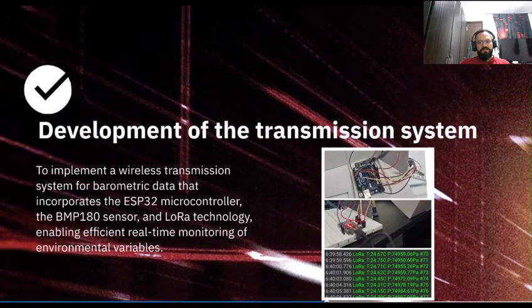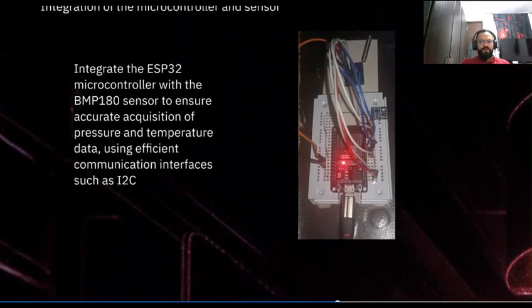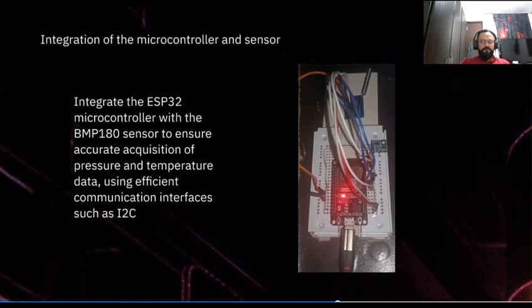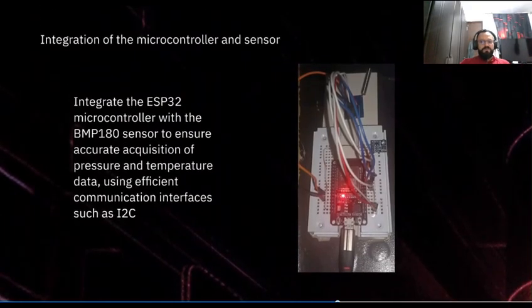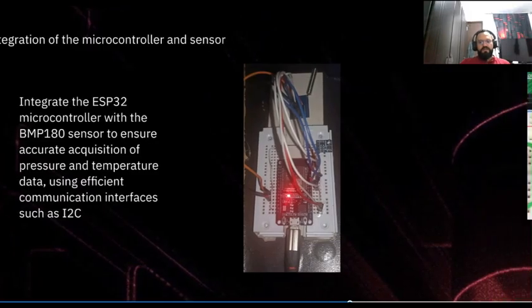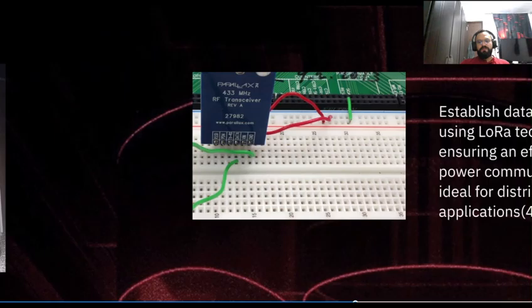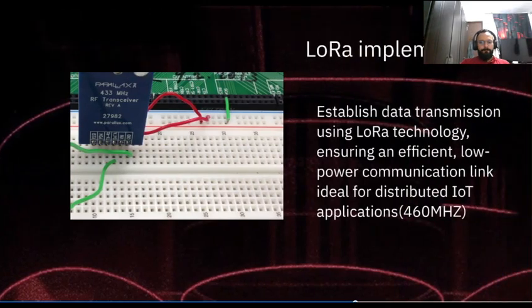Finally, for the mobile interface, we used MIT App Inventor 2 to develop a simple application that receives Bluetooth data from the HC-05 module and displays the measured pressure and temperature in real time. In summary, these tools, Python, Thonny, the MicroPython framework, Arduino IDE, and MIT App Inventor, were essential for programming, testing, and integrating each part of the system.